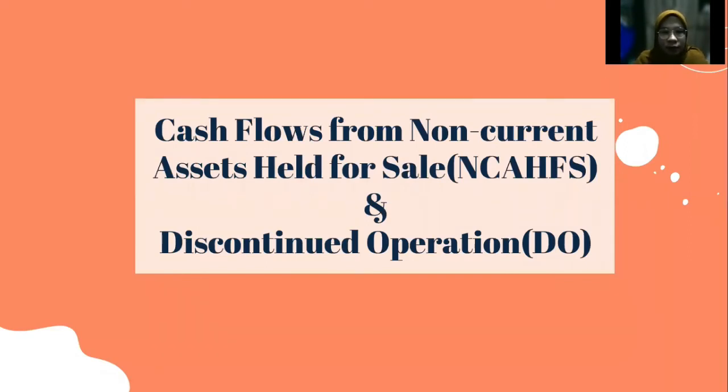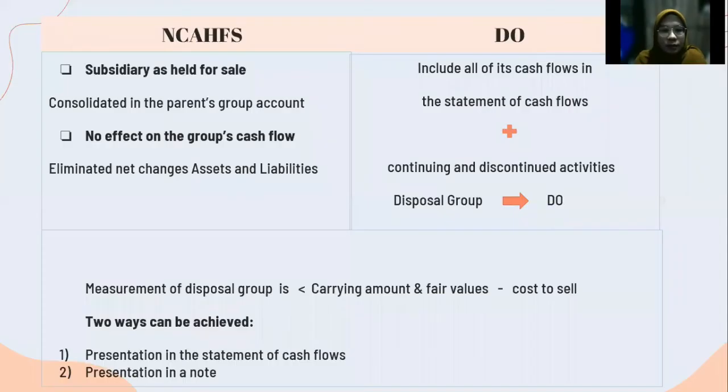Okay, now I will explain about cash flow from non-current assets held for sale and discontinued operations. For non-current assets held for sale, a subsidiary classified as held for sale as a disposal group shall continue to be considered in the parent's group accounts. All its assets shall be combined and presented as a single line item, and the same for all liabilities as a single line item in current liabilities.